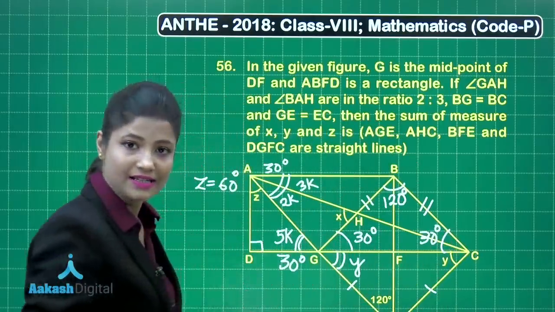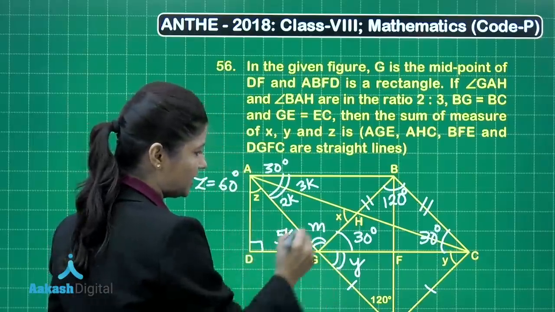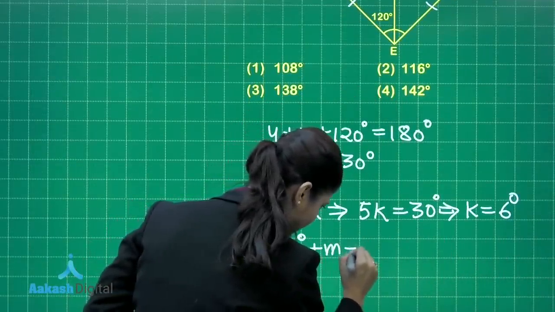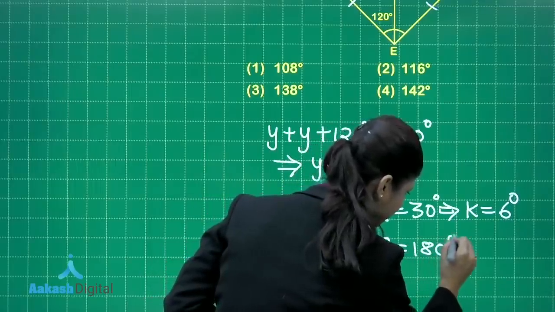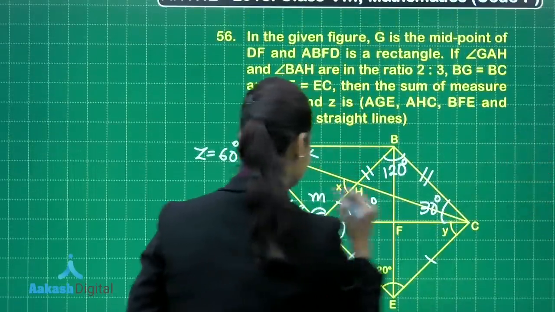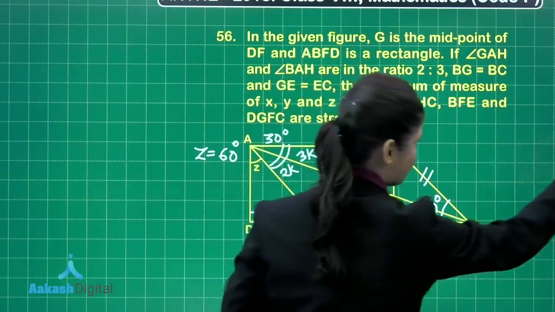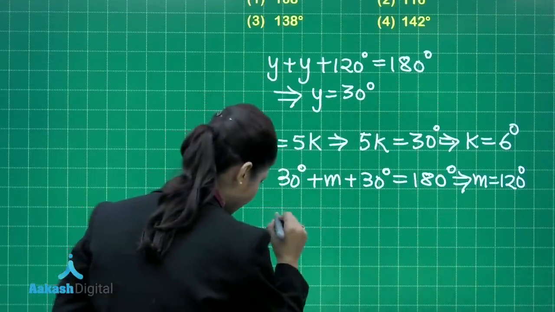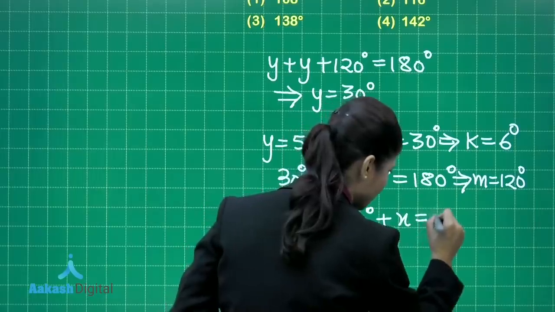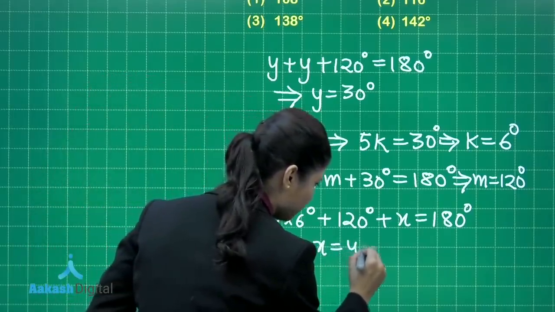So taking the linear pair axiom, I will be able to get the value of this angle. Let's consider it to be M, and in this case this is 30 degrees plus M plus 30 degrees. When you solve this, 30 degrees plus M plus 30 degrees is equal to 180 degrees. By linear pair axiom, M becomes equal to 120 degrees. So in this triangle AGH, I can take the angle sum property to get the value of X. Next, when I take up triangle AGH, 2K will be equal to 2 into 6 degrees plus 120 degrees plus X. This is equal to 180 degrees by angle sum property. On solving this, you will be getting here the value of X equal to 48 degrees.